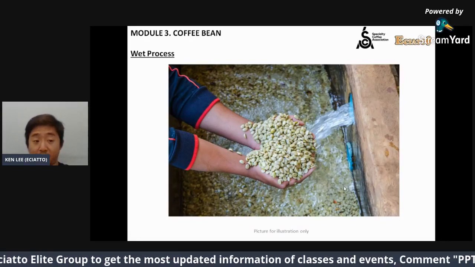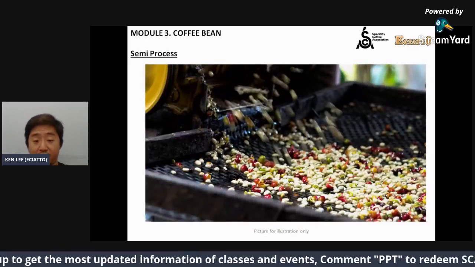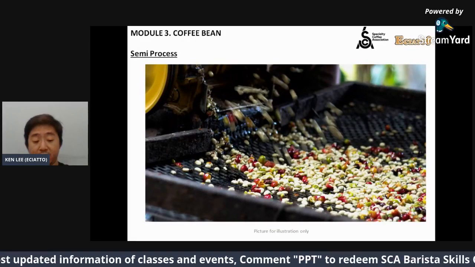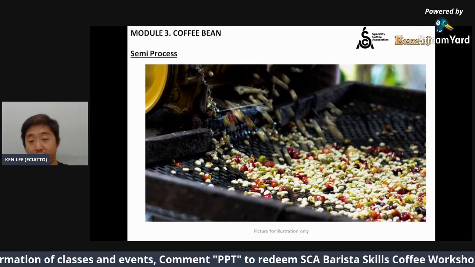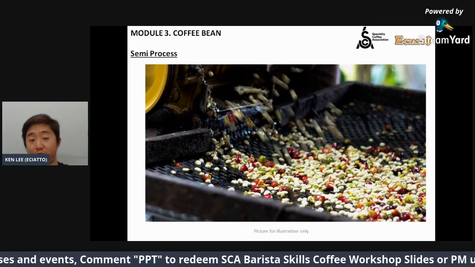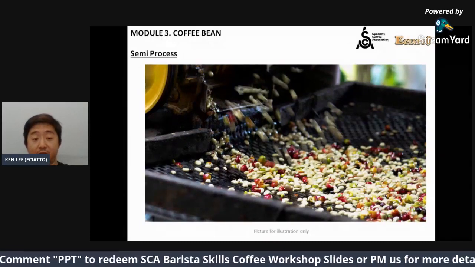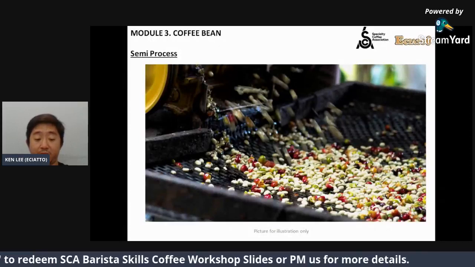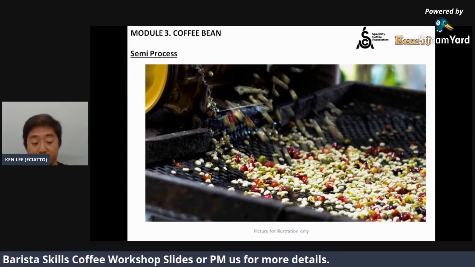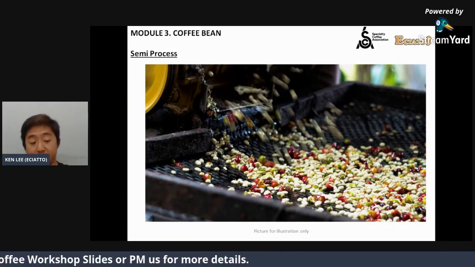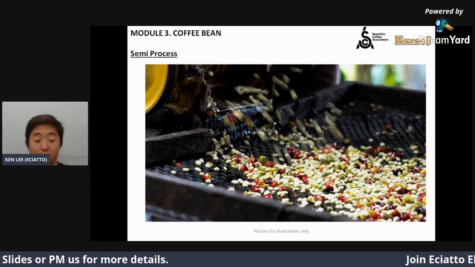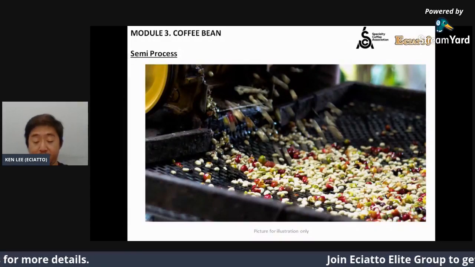Other than the wet wash process, we also have semi-wash. Semi-wash is normally used on beans that go through stripping or mechanical harvest, because after sorting, they separate into the cherries that are ripe and those that are still unripe, so they need to go through this process.